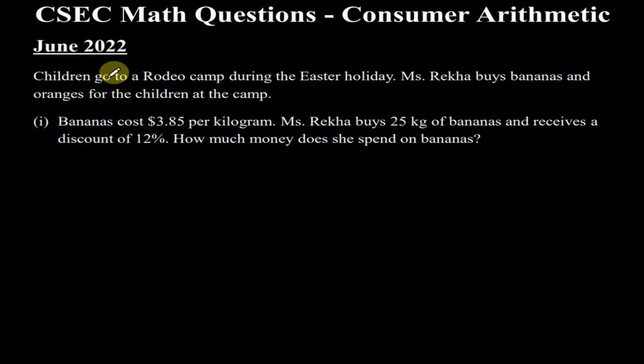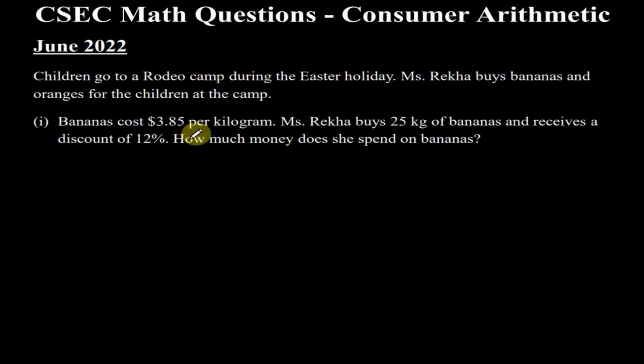Now looking at our final question, which is the question that was given on the June 2022 paper, and at the time of creating this video, this was the most recent consumer arithmetic based question that was given on the CSEC past paper. So children go to a rodeo camp during the Easter holiday. Miss Rika buys bananas and oranges for the children at the camp.